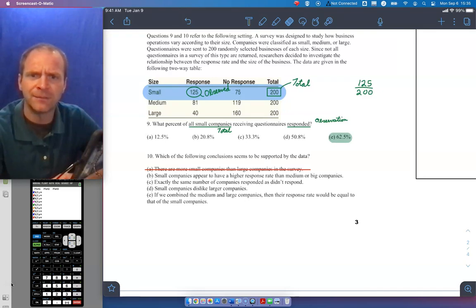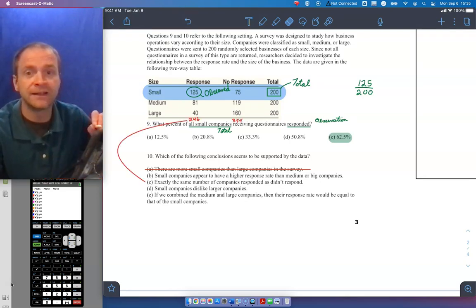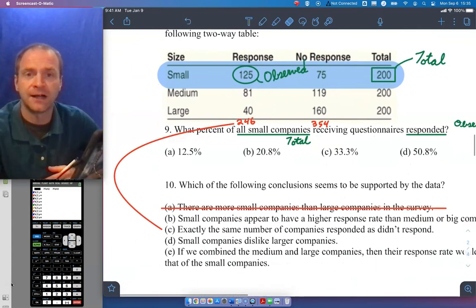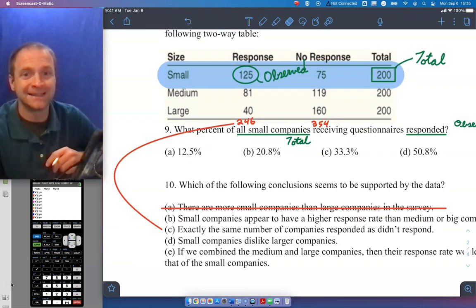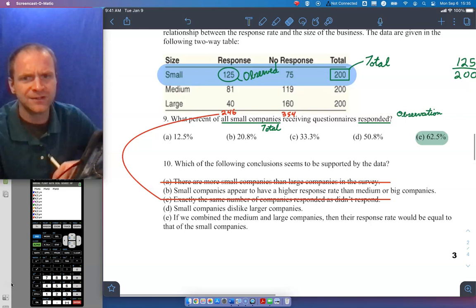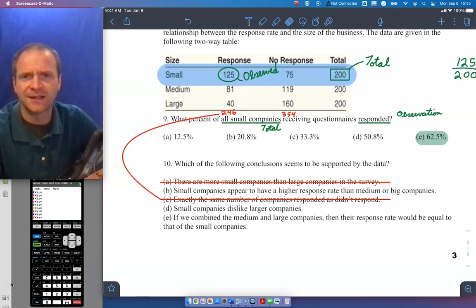Choice C: exactly the same number of companies responded as didn't respond. Now that's easy because all I have to do there is add up the response column and the no response column. And I could tell that it's not the exact same amount. I mean, the responses, there were 246 total responses, 354 no responses. So that one's gone. So far, I'm going to do calculations to determine choice B, but choice C I can cross out. D, small companies dislike large companies. It's not even what that survey was asking. It's not even related to what the survey is, so that's gone.